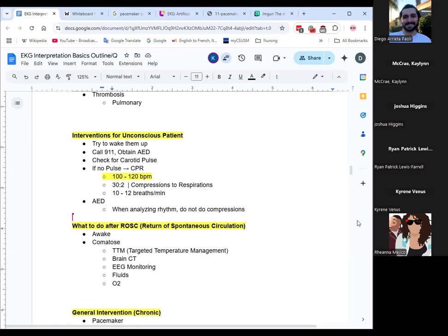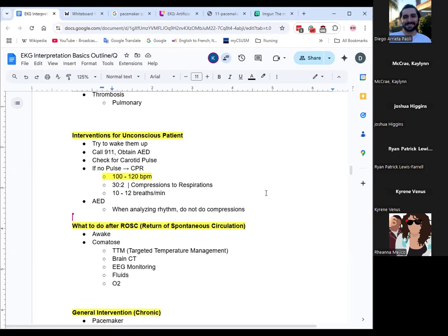So with the targeted temperature management, I didn't know the reason initially, why it makes sense. It helps with anoxic encephalopathy. These are big words, Ryan. Cold to wake them up? It's rather that you want to keep them a bit more comatose, so to say.